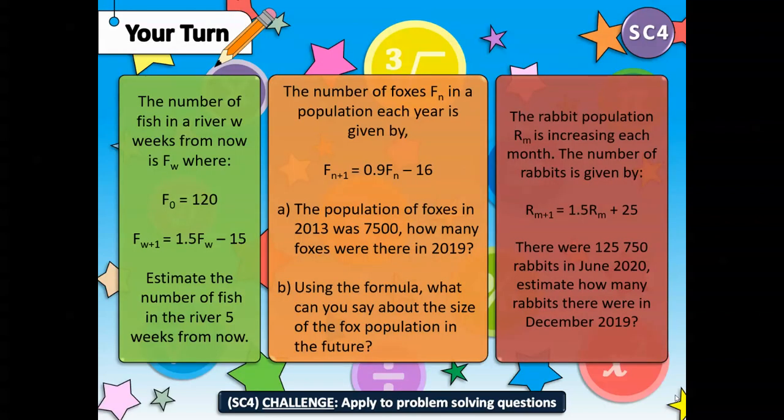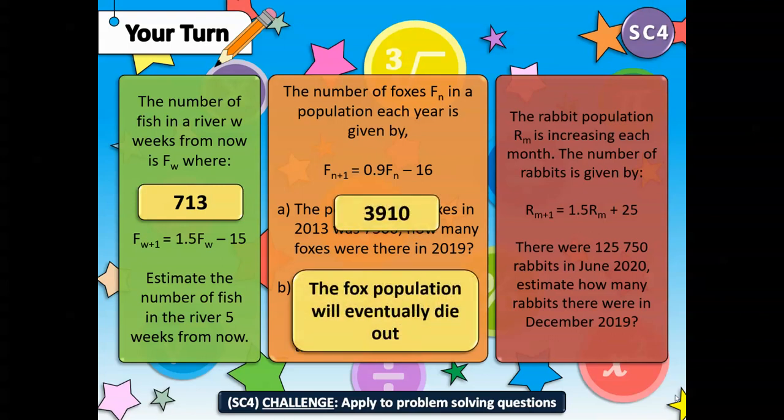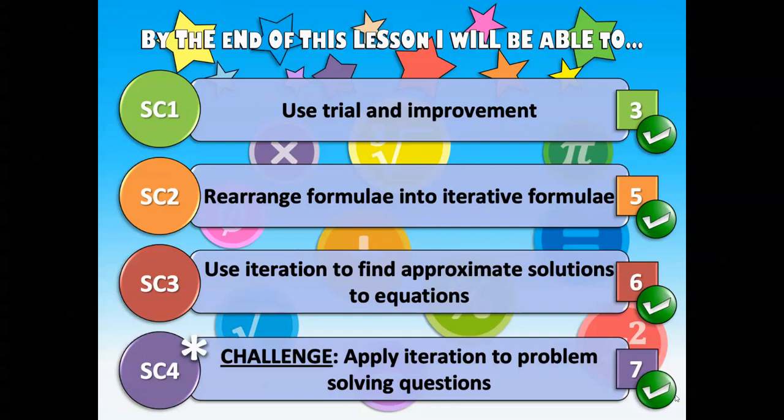Here are some questions for you to have a go at. Pause the video, and when you're ready to mark your work, press play. Here are your answers. So there's your green answer, there's your amber answer, and there's your red answer. And now we've completed success criteria 4.